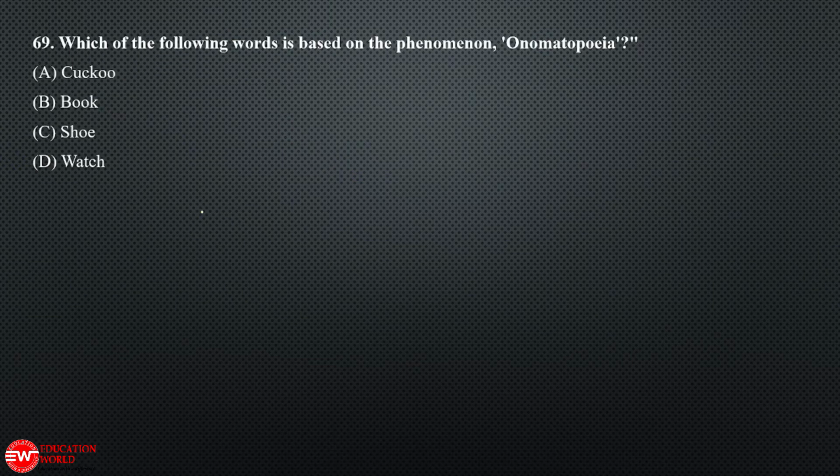Which of the following words is based on the phenomenon of onomatopoeia? Now, here we need to understand the term onomatopoeia. So onomatopoeia is a term where sound matches what is written. Onomatopoeia actually contradicts the arbitrariness rule of language.